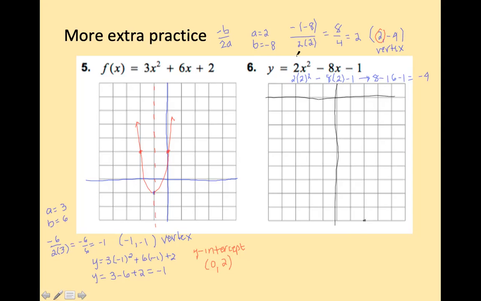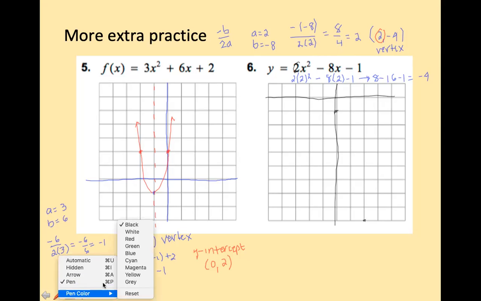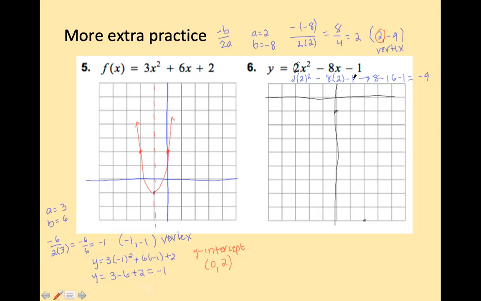All right, this one is opening up, right? This is positive. Remember the other easy point to find? It's the y-intercept. In this case it is at -1. Remember, put in 0 for x. Our y-intercept is here. I'm going to draw my axis of symmetry in red again.